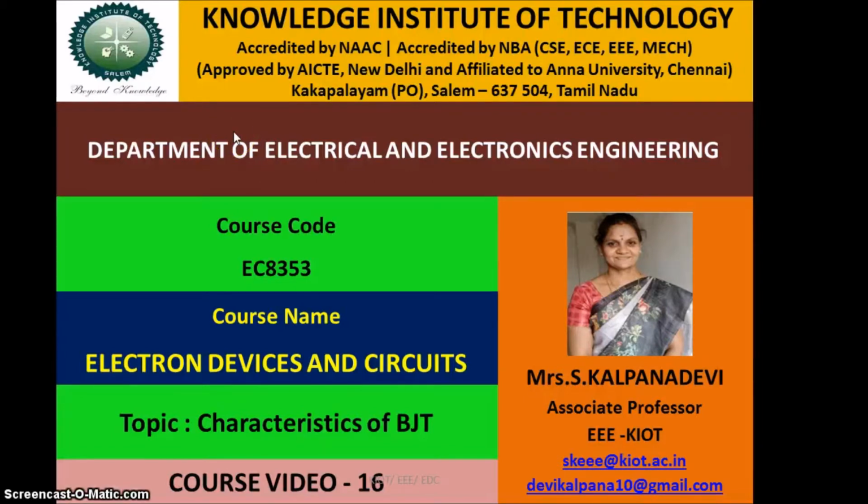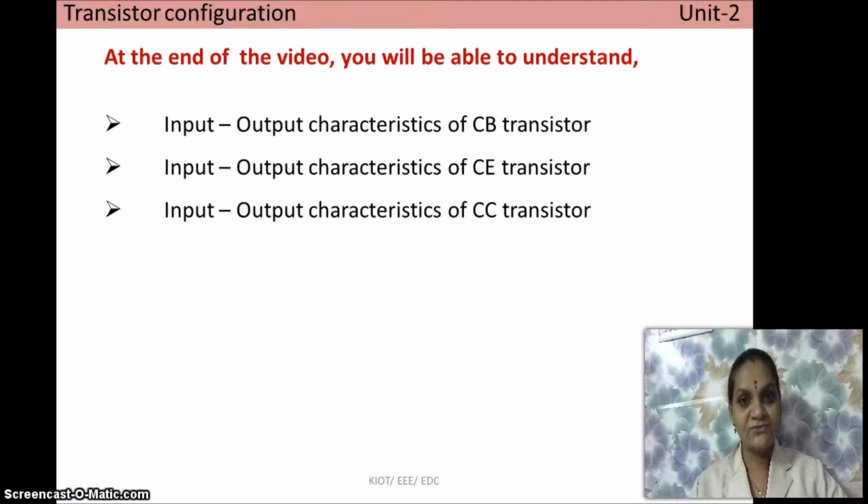Welcome back to Electron Devices and Circuits lecture video series. In this video, we are going to discuss the characteristics of BJT. At the end of the video, you will be able to understand the characteristics of a transistor in three different types of configuration, that is common base, common emitter and common collector. So let's see the configurations one by one.